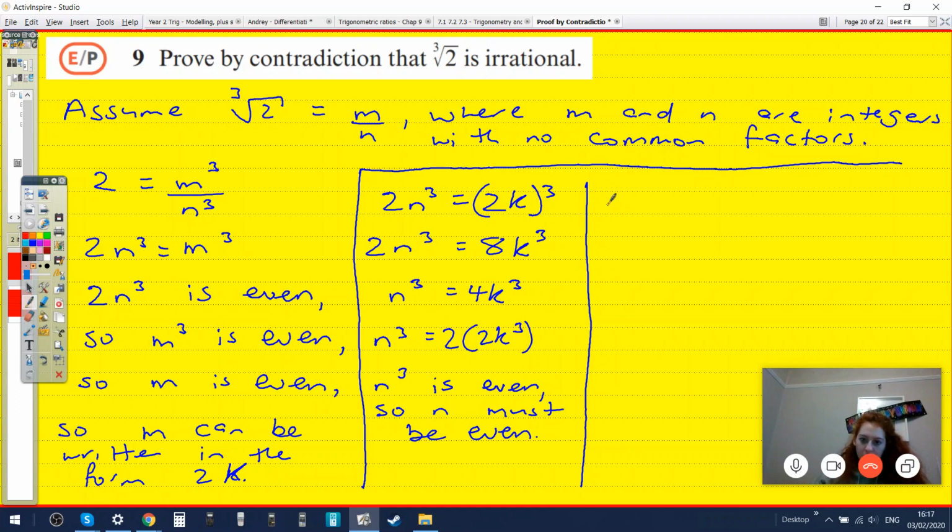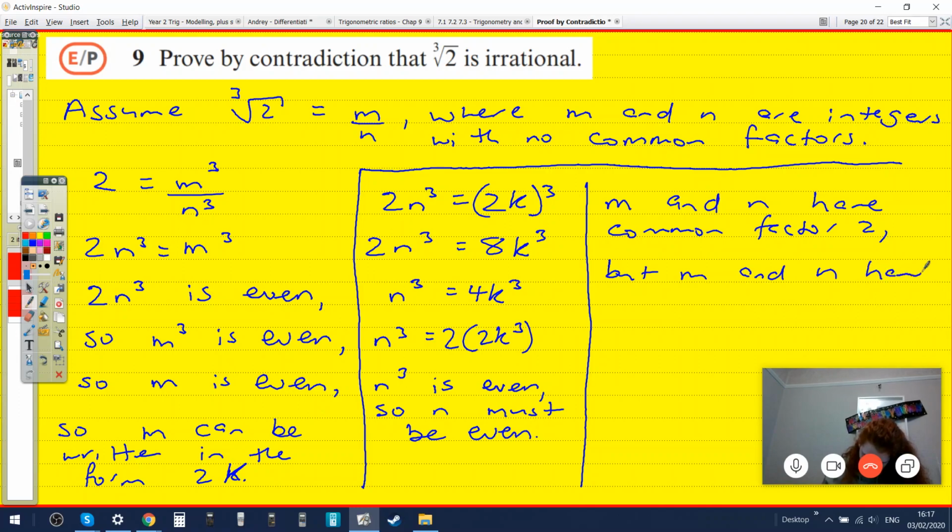So then we've proven by contradiction that the cube root of 2 must be irrational. And we would just have to say that m and n have a common factor of 2, but m and n are integers that have no common factors, and that's a contradiction. And so we've proven the opposite.